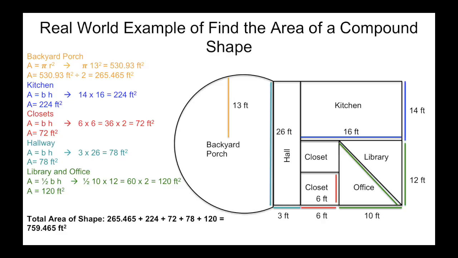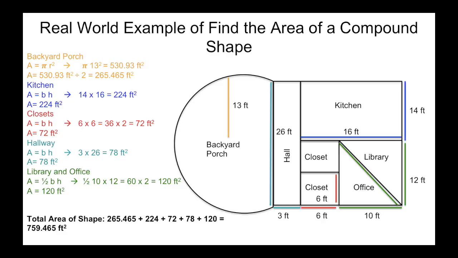First, we will find the area of the backyard porch. The radius of this half circle is 13 feet. So using the equation to find the area of a circle, A equals pi r squared, we calculate pi times 13 squared and get the number 530.93. We then divide this number in half since the backyard porch is only a half circle and not a complete circle, giving us the number of 265.465 feet squared as our area of the backyard porch.